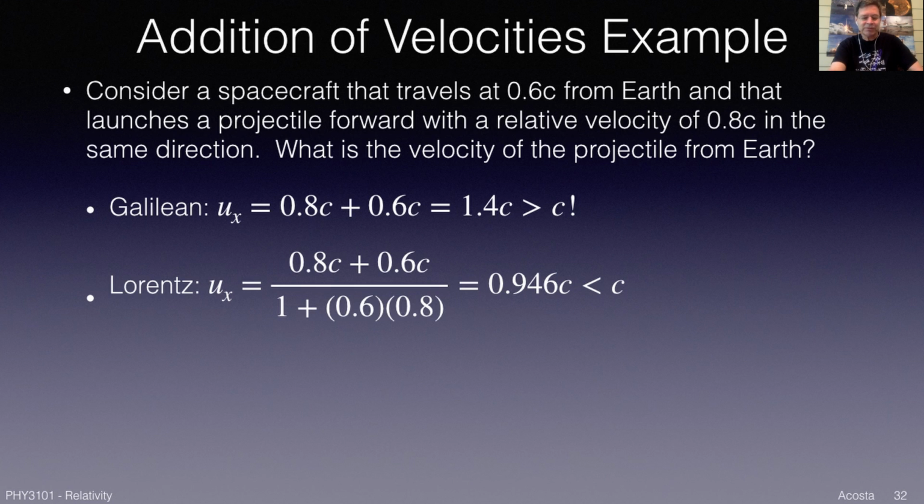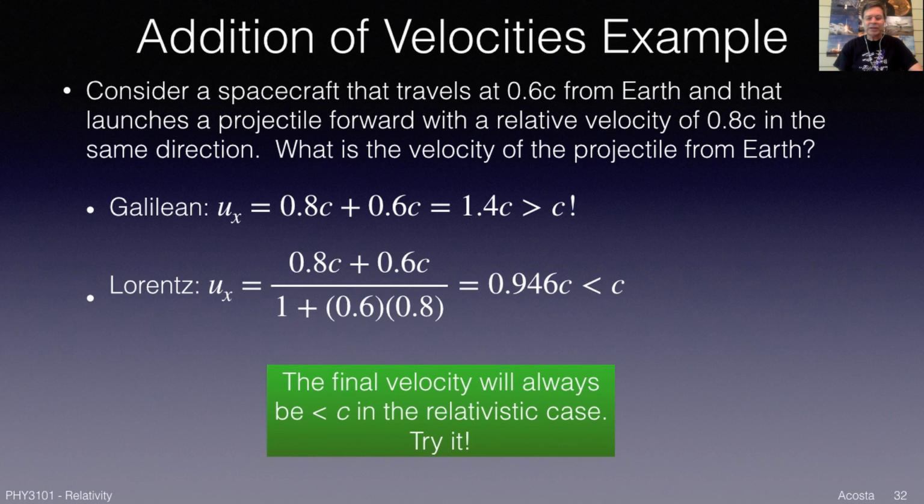And this is what's sort of interesting. You can do this for lots of examples. You could set that projectile to be 0.999 times the speed of light, and your addition of velocities will always be less than the speed of light in the relativistic case. It's like it really is a barrier, and it is. You can go ahead and try it with examples, but we basically find that when you add velocities in relativity, the resultant sum is always less than the speed of light.